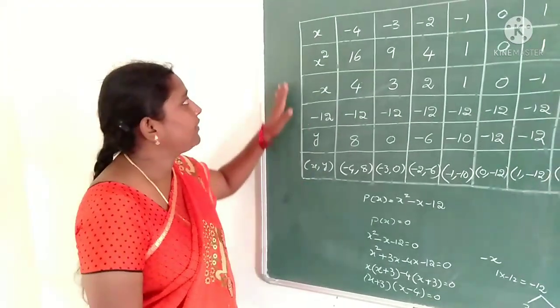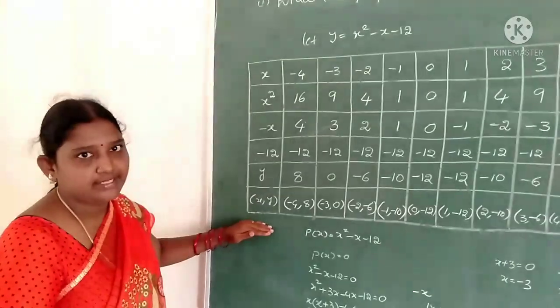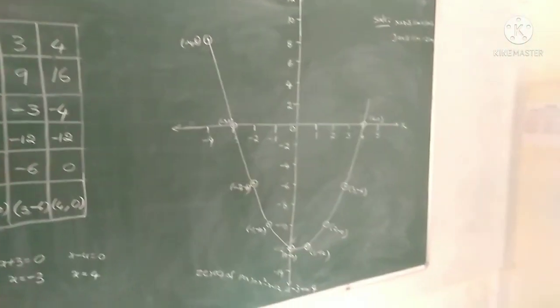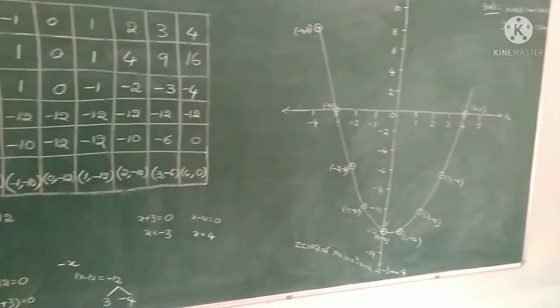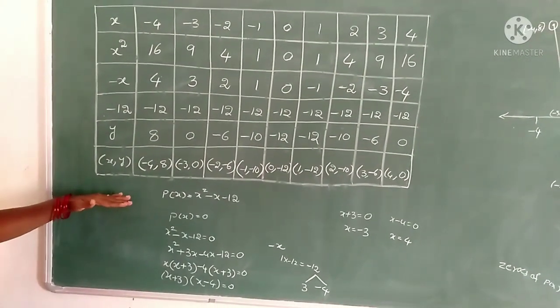So first we find the points and locate the points in the graph, draw the graph and justify our answers.